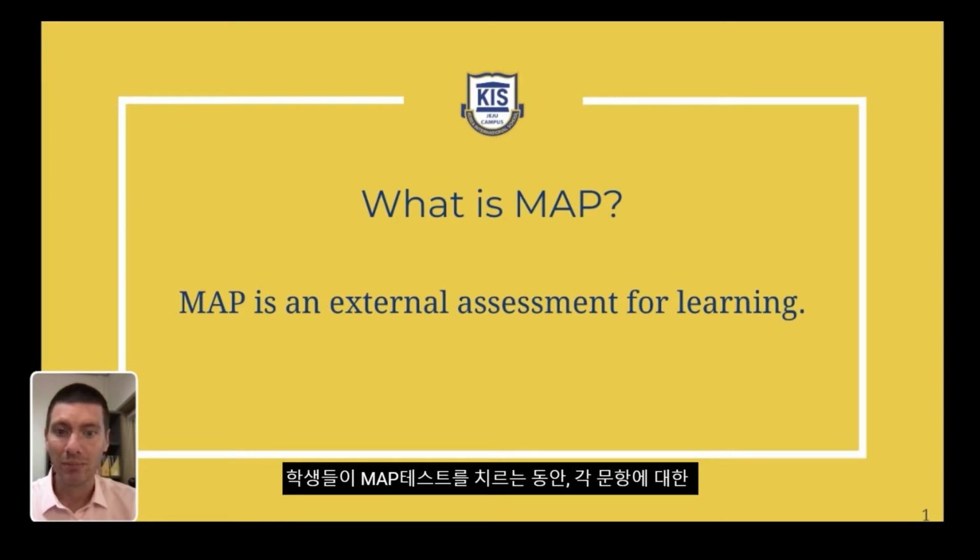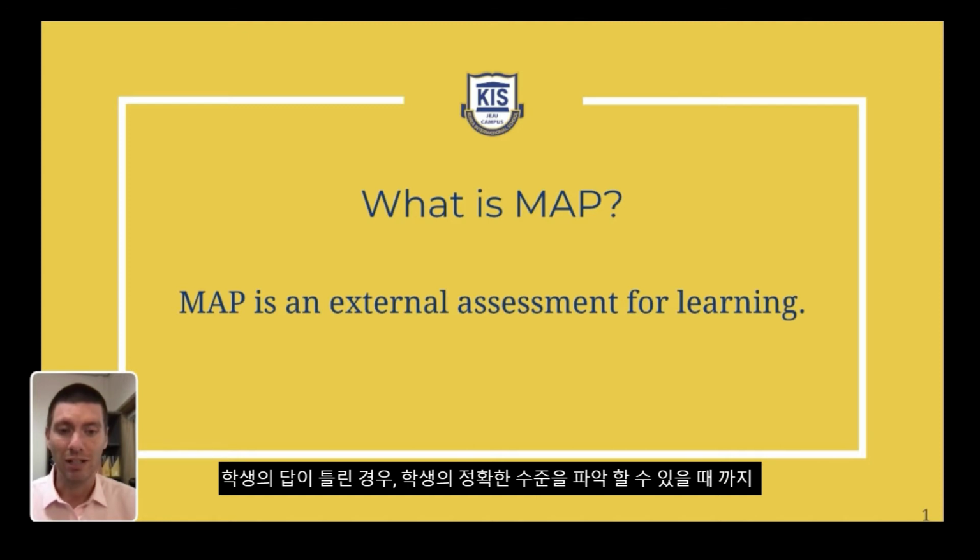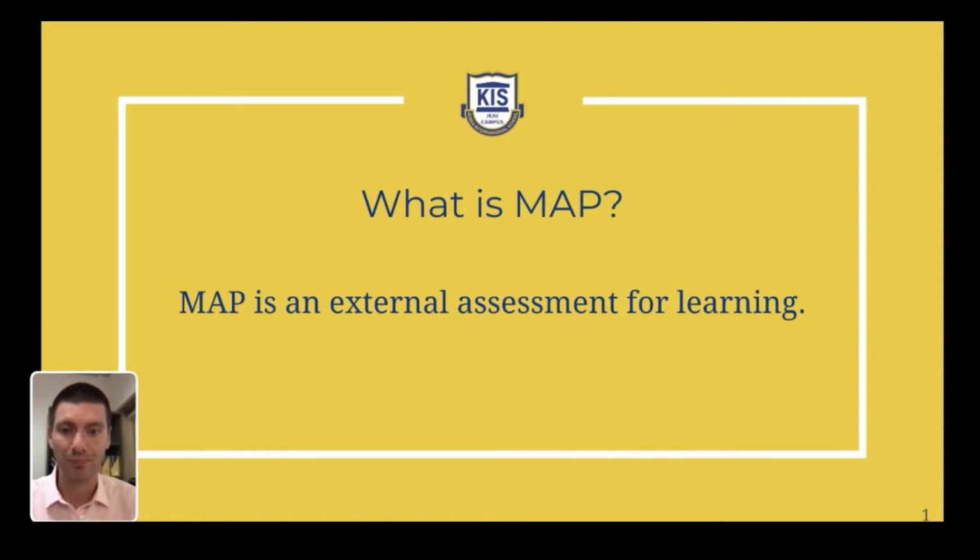When students are taking the MAP test, the test generates questions unique for each student based on the student's response. So if a student gets a question right, they may receive a higher question in that same category. If the student gets a question incorrect, they may see a lower question in that category until the test is able to determine exactly where the student is.